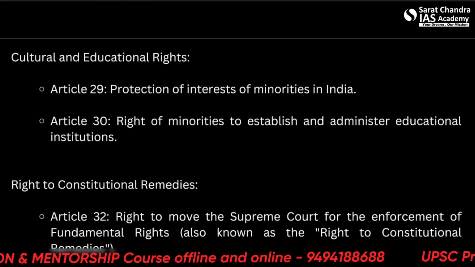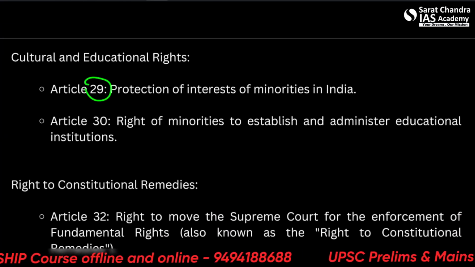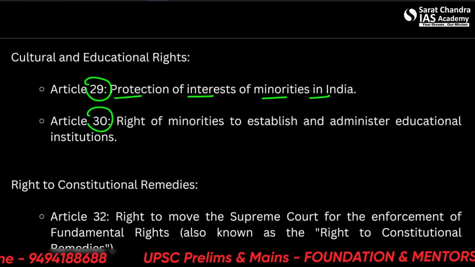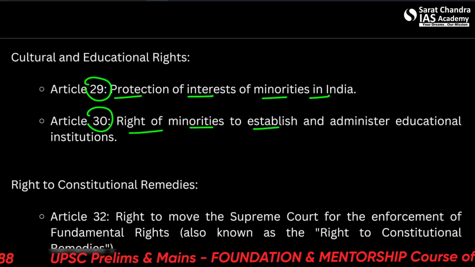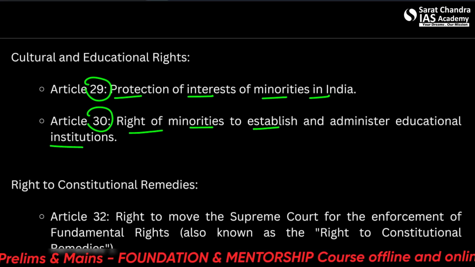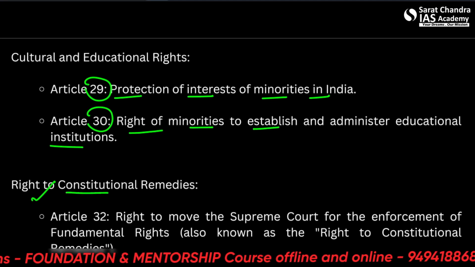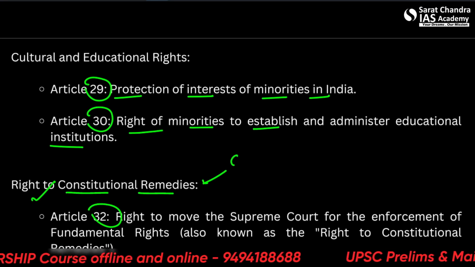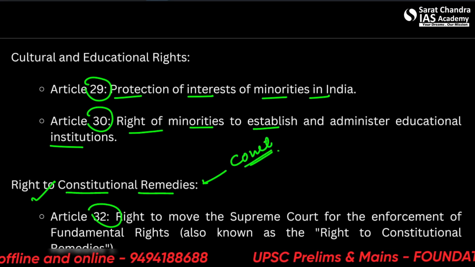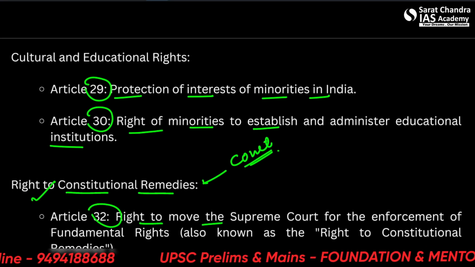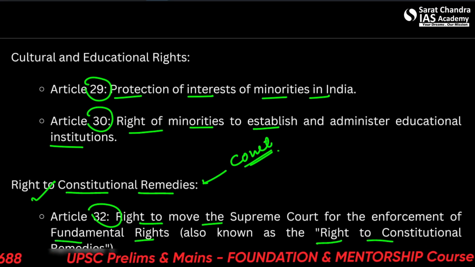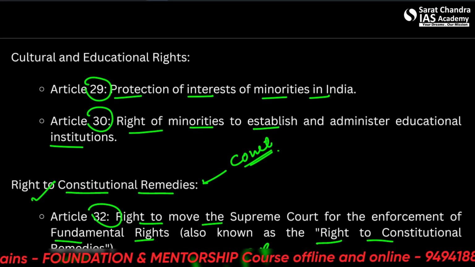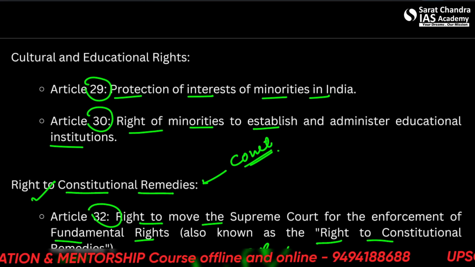Further, we move on to the cultural and educational rights, which are via Article 29 as well as 30. So, protection of interests of minorities in India and rights of minorities to establish and administer certain educational institutions. The last one is a right to constitutional remedies. Article 32 sheds light on this. So, right to move to the Supreme Court for enforcement of fundamental rights, also known as right to constitutional remedies. Any fundamental right must be violated in order to exercise this right.